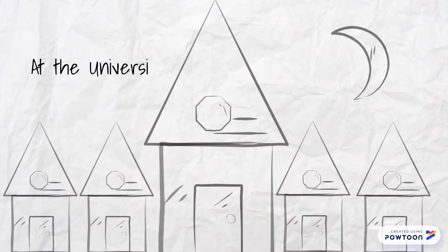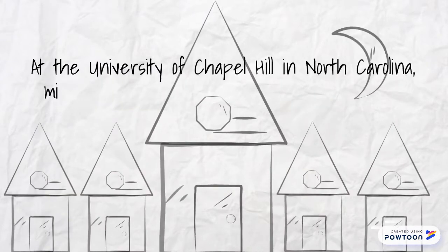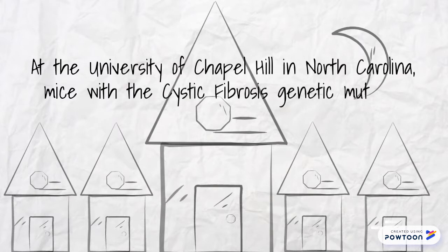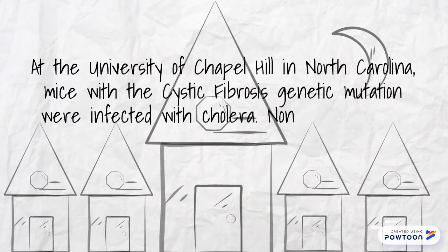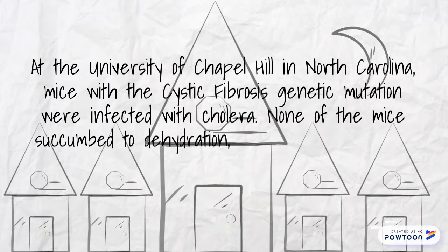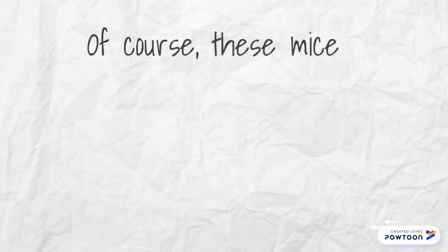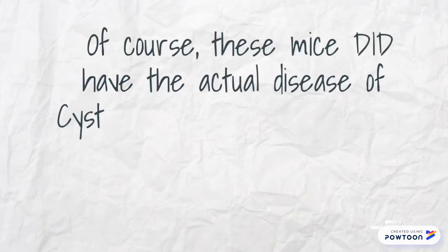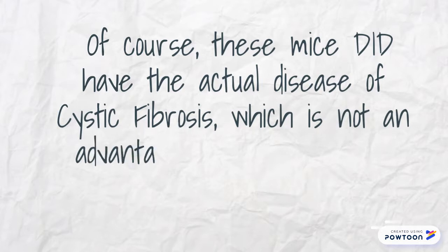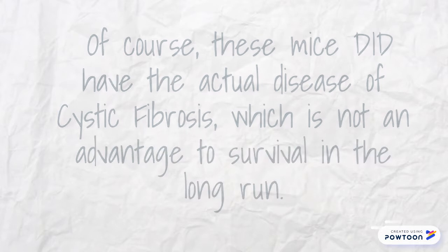At the University of North Carolina at Chapel Hill, mice with the cystic fibrosis genetic mutation were infected with cholera. None of the mice succumbed to dehydration, as their intestines did not have the ability to secrete fluid. Of course, these mice did have the actual disease of cystic fibrosis, which is not an advantage to survival in the long run.